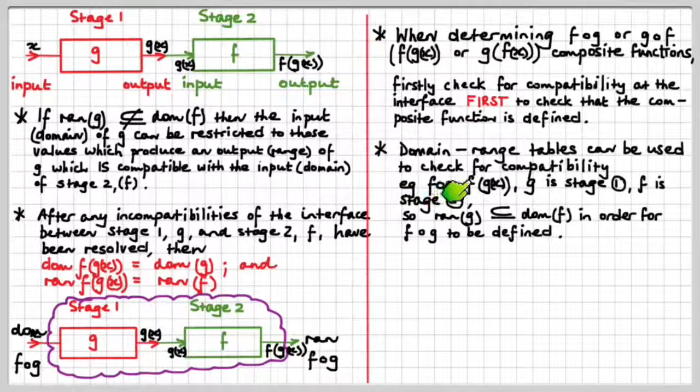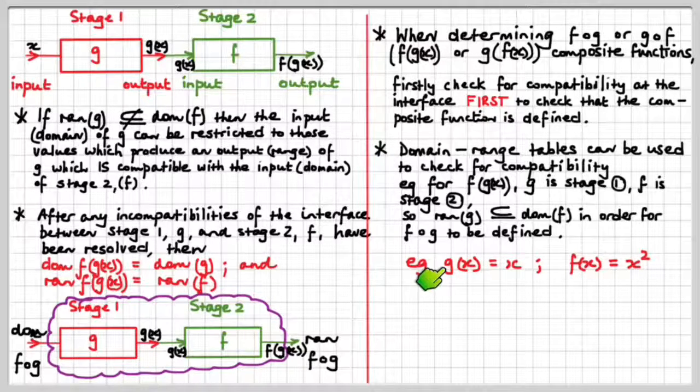For example, for f of g of x, g is the stage 1 function and f is the stage 2. Okay, you can easily understand that from the way I've described the process up here. Yes? Now, so therefore what we're saying is that the range of g must be wholly contained within the domain of f in order for f of g of x to be defined. Okay, that's what we're saying.